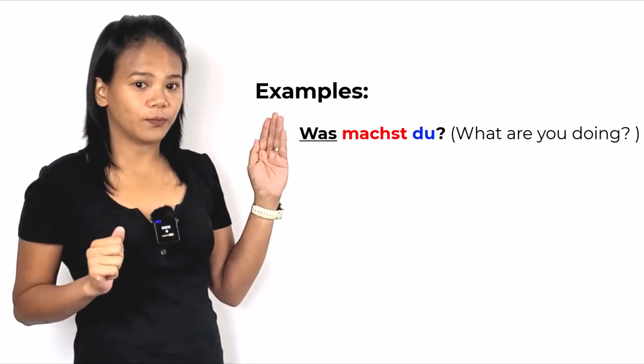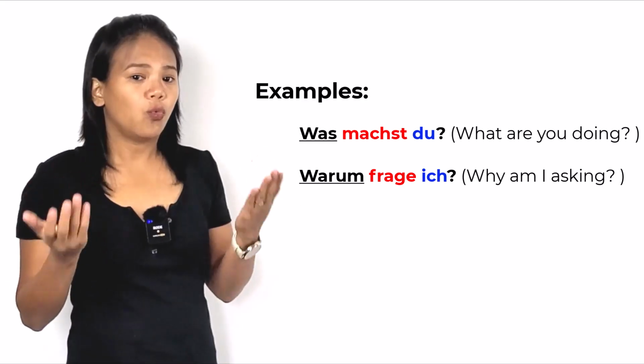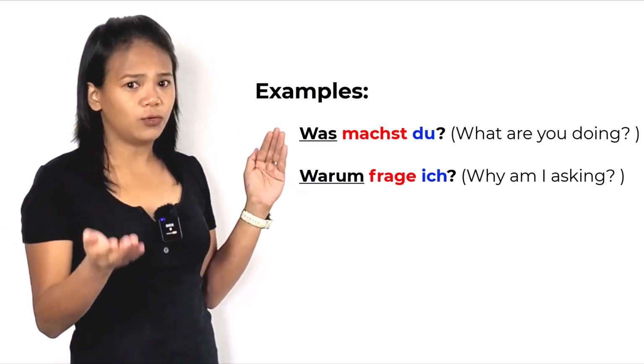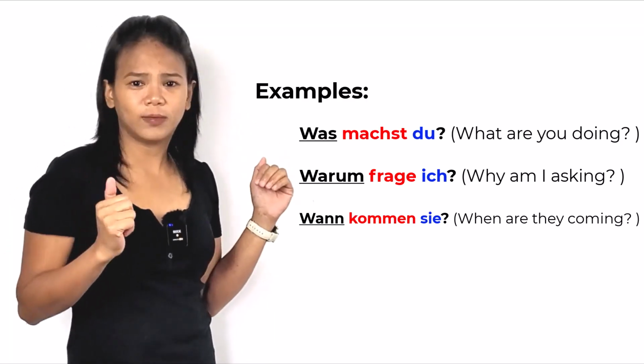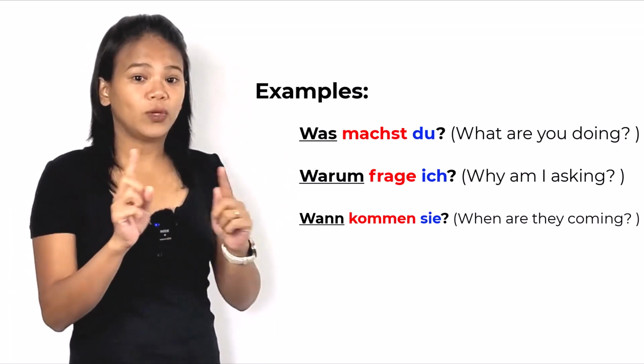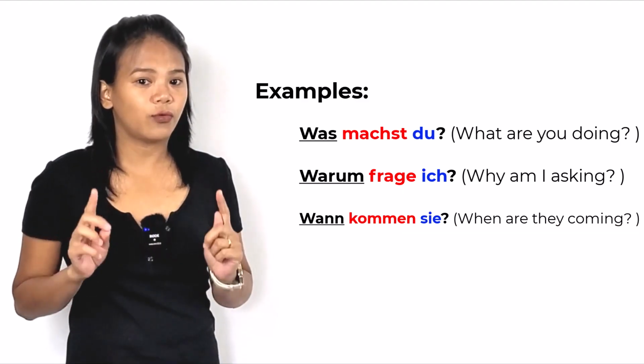Was machst du? Another example: Why am I asking? Warum frage ich? When are they coming? Wann kommen sie? Remember, we swap the subject and the verb to form a question.